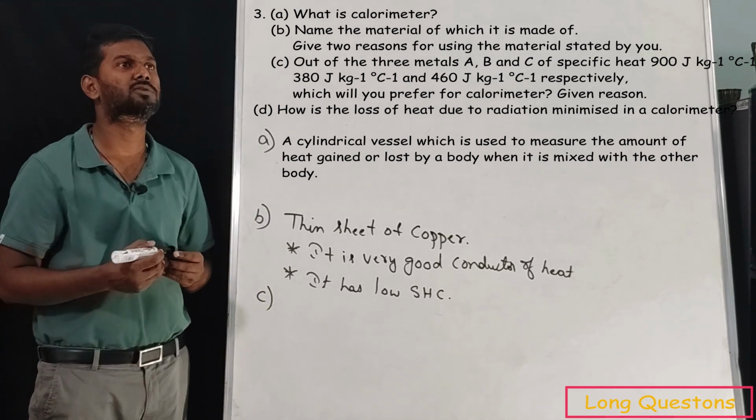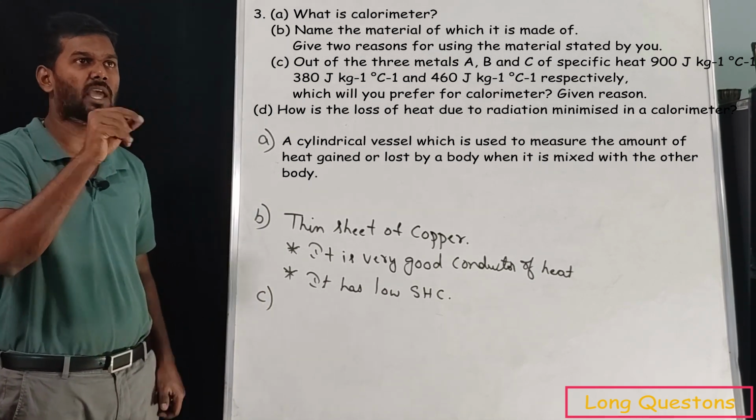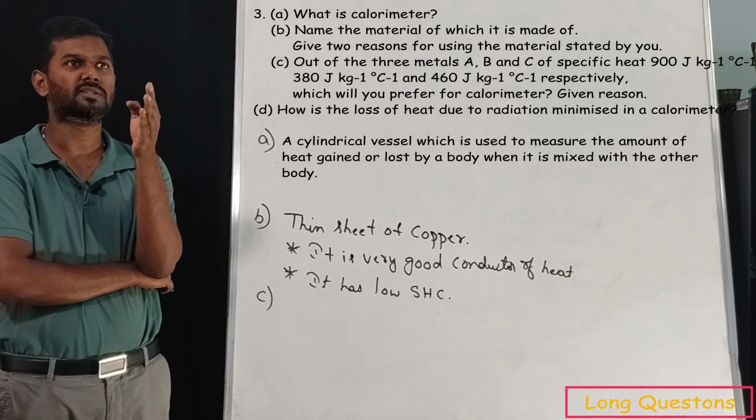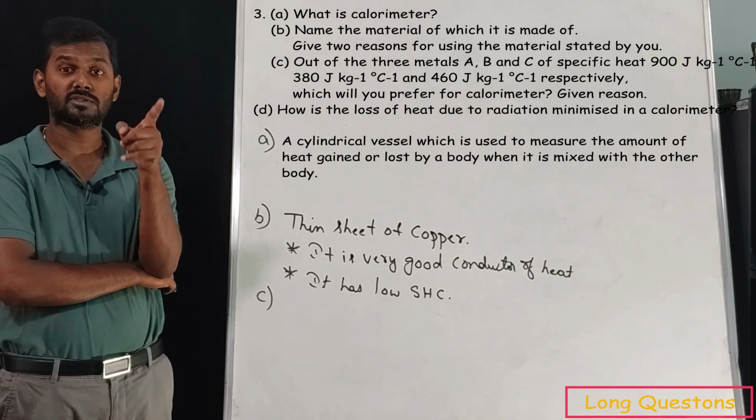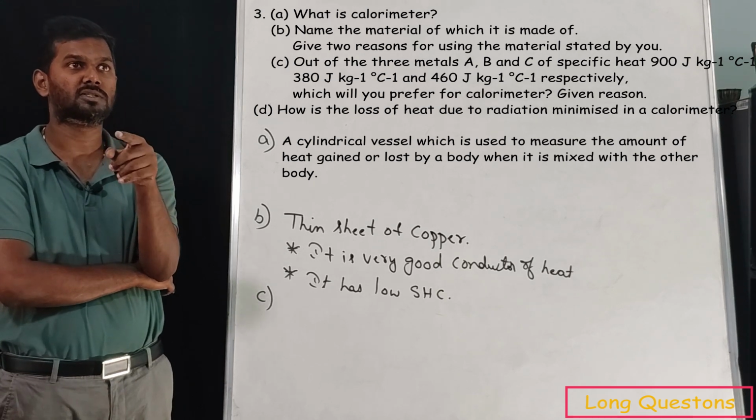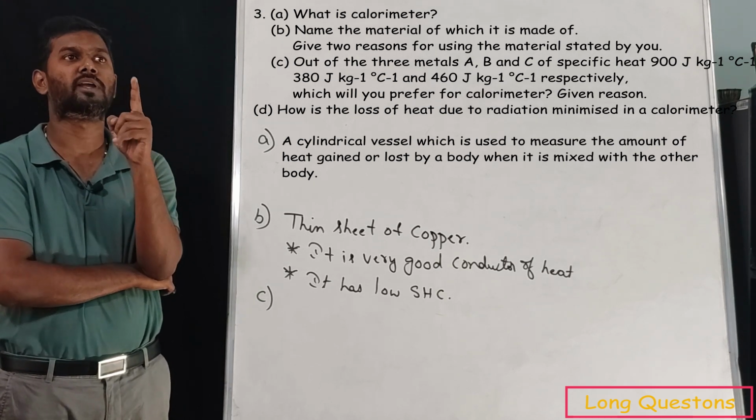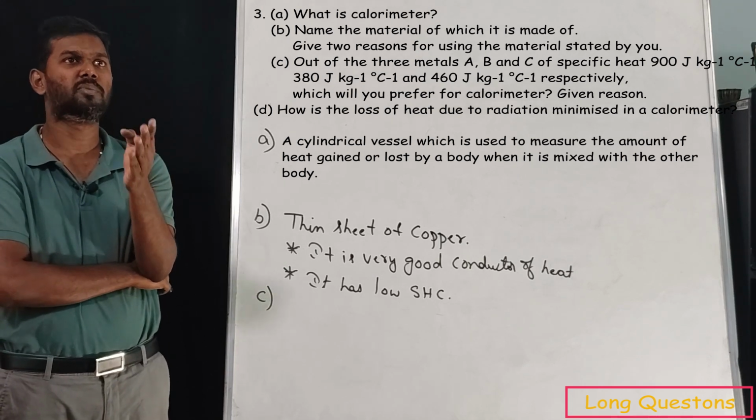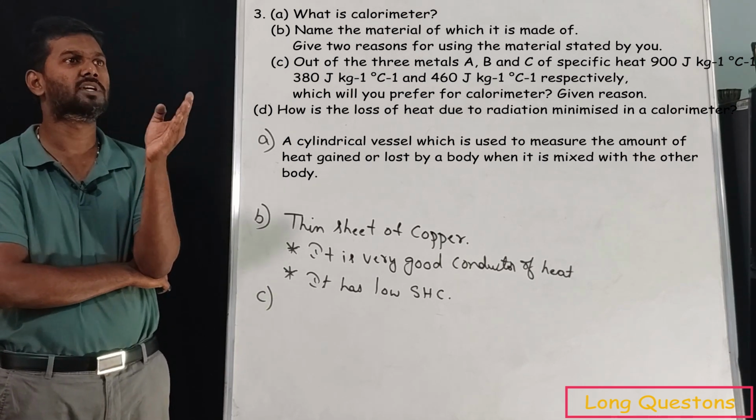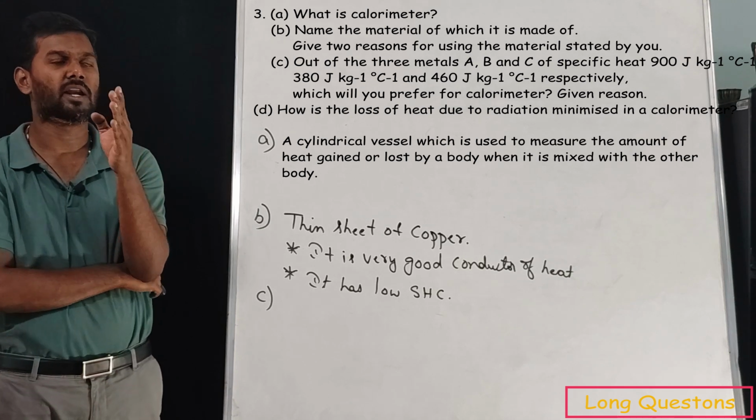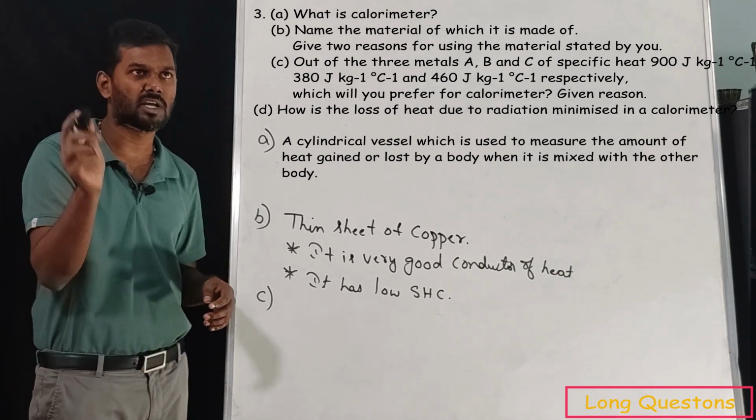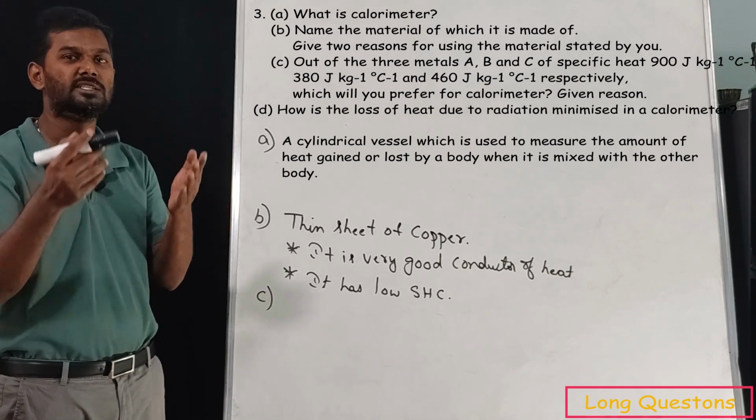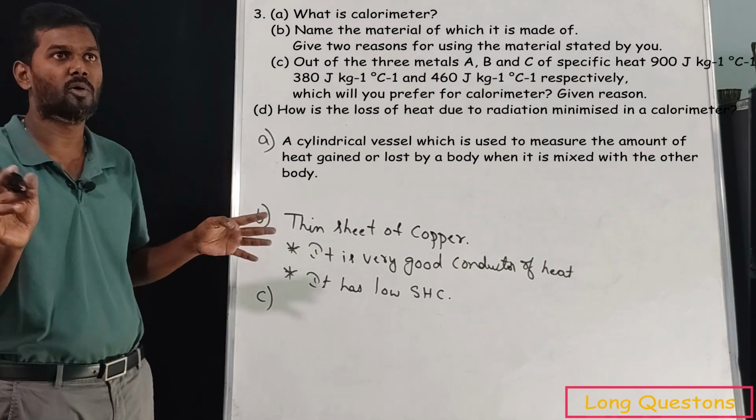Then we have some more sub questions. Out of three metals A, B, C, okay, there are three metals A, B, C, and the specific heat capacity is given: 900, and first thing you should make sure that all the units are same. 900 joules per kg per centigrade, 380 joules per kg per centigrade, and 460 joules per kg per centigrade. In all the values, units are same. See, joules per kg per centigrade is nothing but joules per kg per Kelvin. Both are same, don't worry about it.